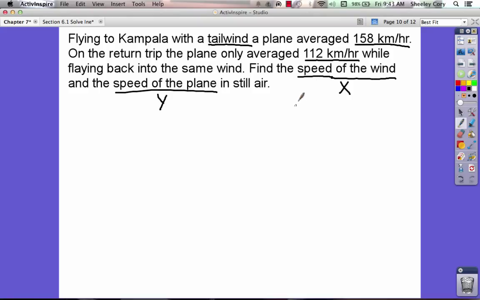So that means the speed of my plane, y, plus the speed of the wind, x, should equal my total speed, which is 158 kilometers per hour.